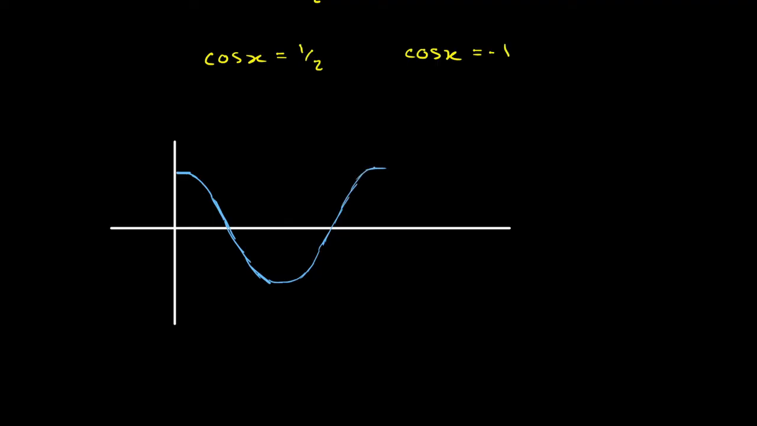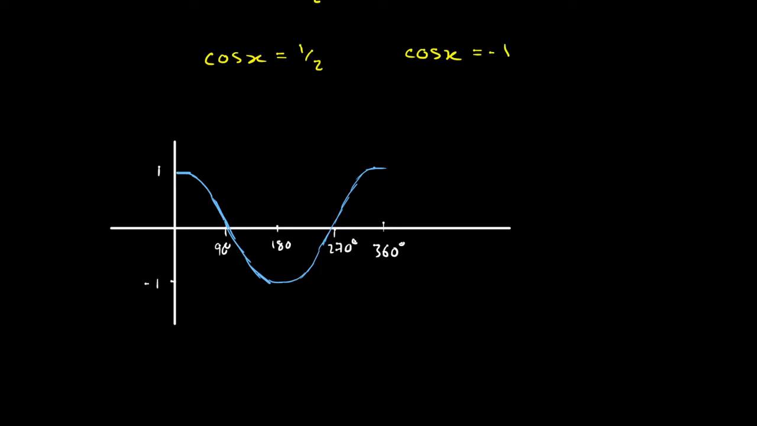Okay, so that's the graph of cos x. It's just one wave, and one wave takes 360 degrees. So that will be 180. That's going to be 90 degrees, and that will be 270. And of course, the cos graph goes between 1 and negative 1.